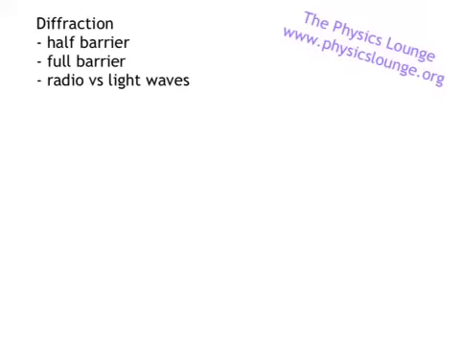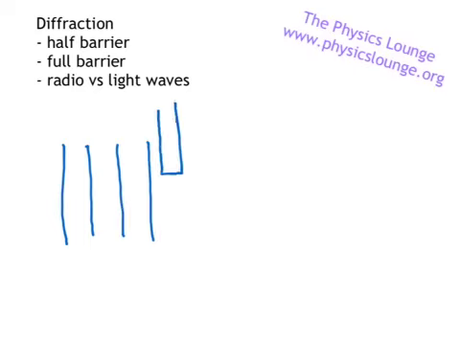In this video I would like to look at diffraction of waves. Firstly we're going to look at a half barrier, so we need to consider our wavefronts approaching a half barrier. This is a half barrier sort of shape. This could be water waves approaching a rock jetty or wharf sticking out.